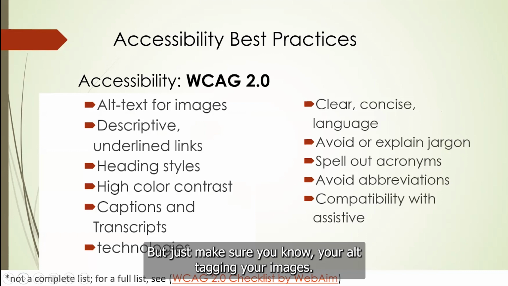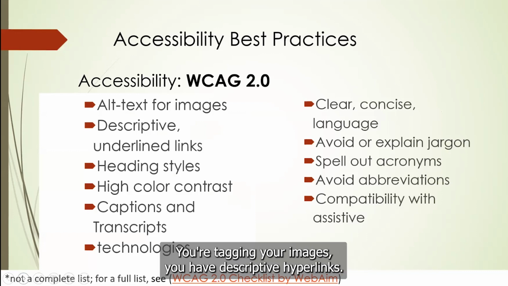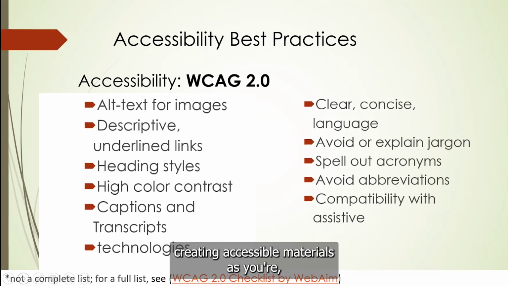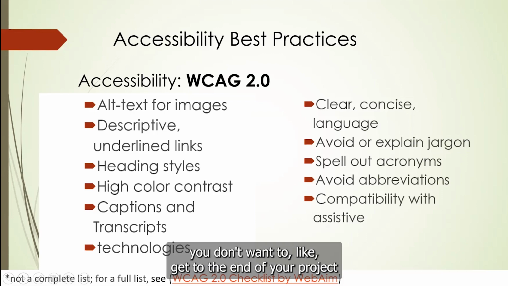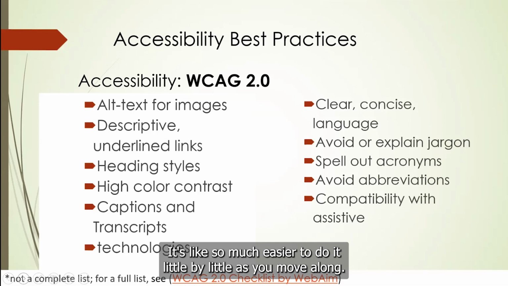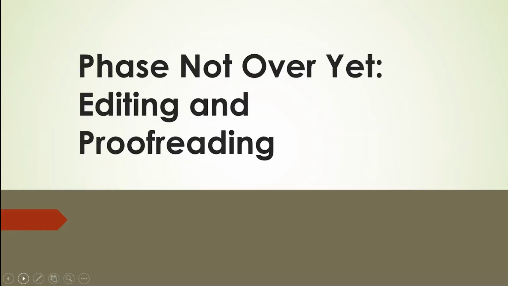But too much to cover in this. But just make sure your alt text, you're tagging your images, you have descriptive hyperlinks, you're using headings. Just follow those rules for creating accessible materials. You don't want to get to the end of your project and then have to make everything accessible. It's so much easier to do it little by little as you move along.